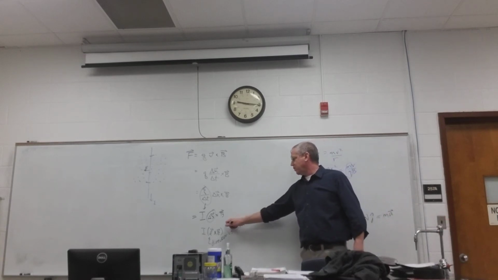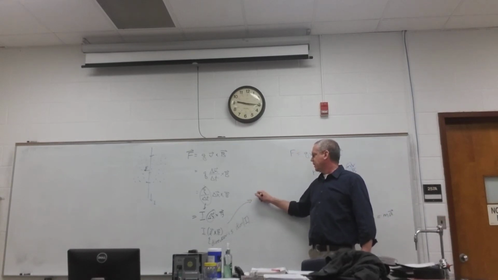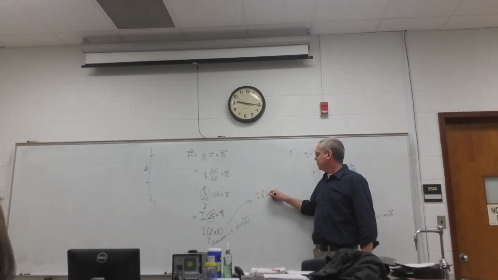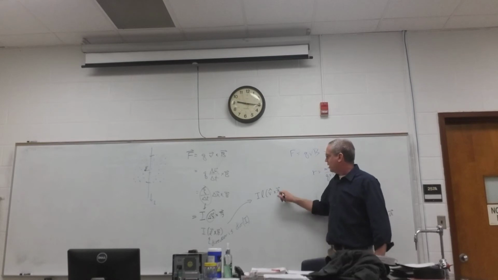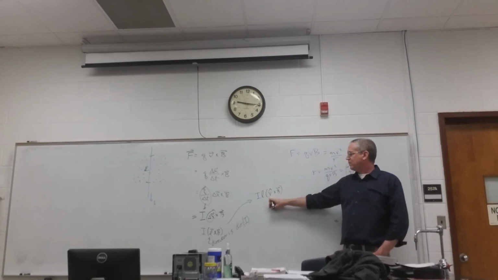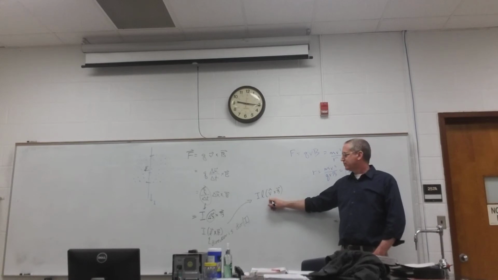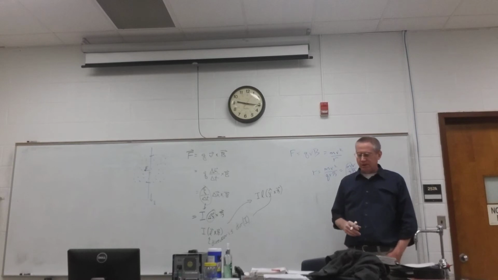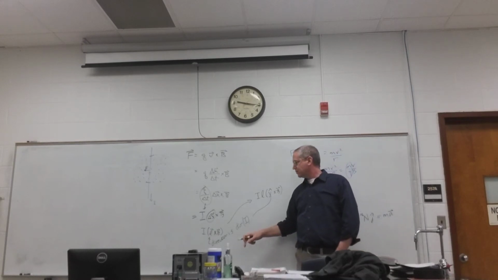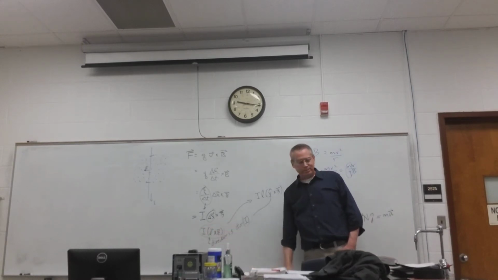And so sometimes I will write this formula a little bit differently: I, L, and then V hat cross B, where V hat is the direction of the current flow. That's just a notational thing. I think that's the more typical.